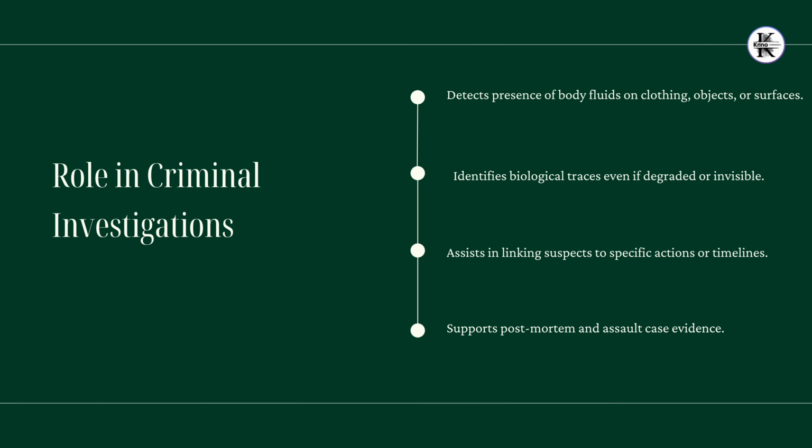Forensic serology has a very practical role in criminal investigation. It helps in detecting body fluids on clothing, weapons, furniture, or surfaces, even when they are not visible to the naked eye. It assists in linking a suspect to specific actions such as whether physical contact occurred or not. Even if the biological traces are old, degraded, or washed, serological techniques can still help in detection and identification of the fluid present. These analyses are especially important in postmortem cases and assault investigations.